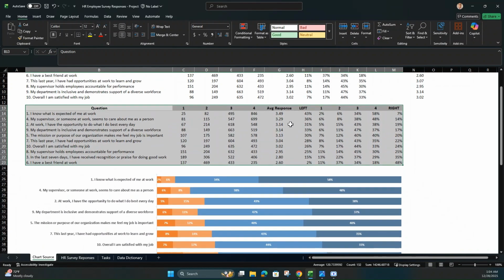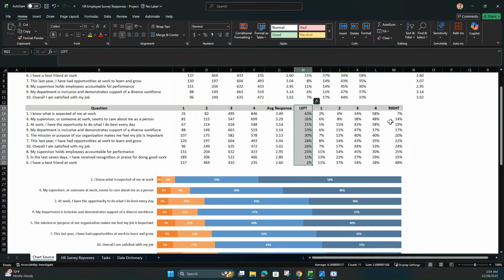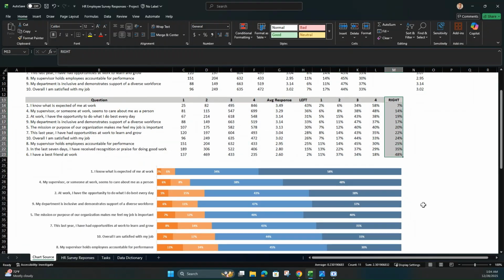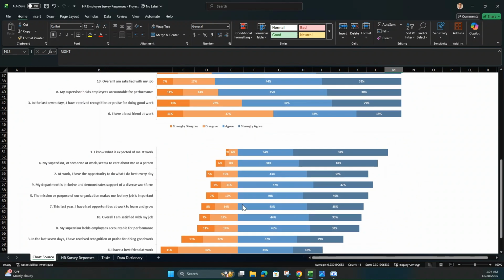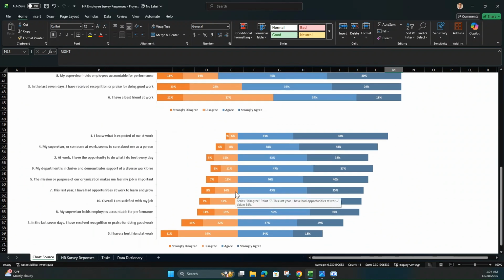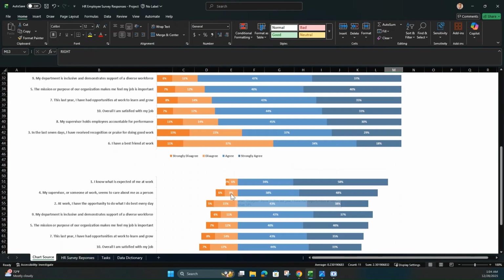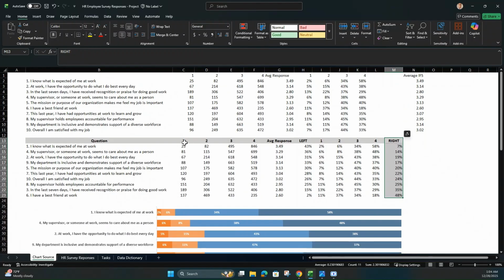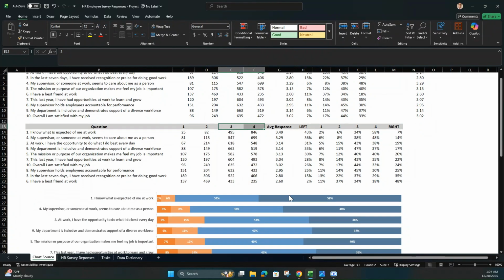What we did was create these two columns, right? The goal of this was to make the center between the positive and the negative answers, because the one or two answers that we can see here are strongly disagree or disagree, and the 3 and 4 are agree or strongly agree. We omitted the zero number of responses because zero is not applicable.